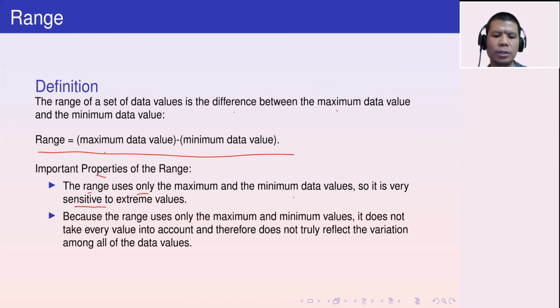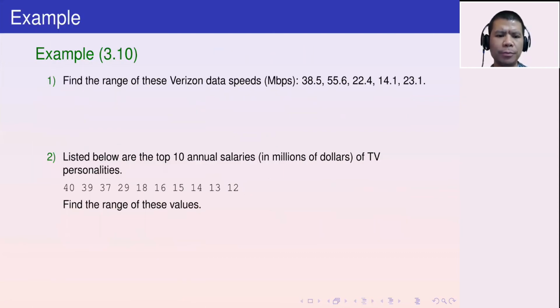Right. So the range is sensitive to the extreme values. And because it uses only the maximum and the minimum value, it does not really take every value into account, and therefore does not fully, truly reflect variation among all the data values. Consider this example. Now find the range of these Verizon data speeds.